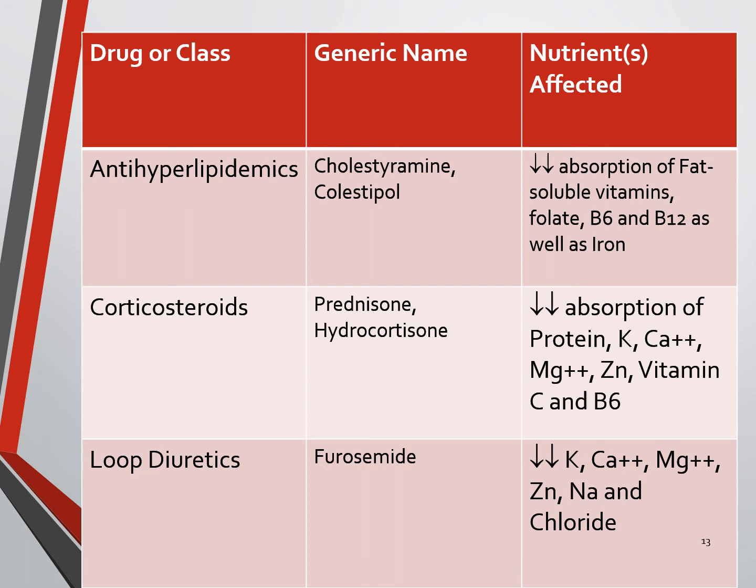With corticosteroids, those include prednisone and hydrocortisone. Steroids will decrease the absorption of protein, potassium, calcium, magnesium, and zinc, so quite a few minerals, and then vitamin C and B6. We have a class of drugs for hypertension called loop diuretics. Those are furosemide. And the nutrients that are affected here would be the minerals, decreased absorption of potassium, calcium, magnesium, zinc, sodium, and chloride.